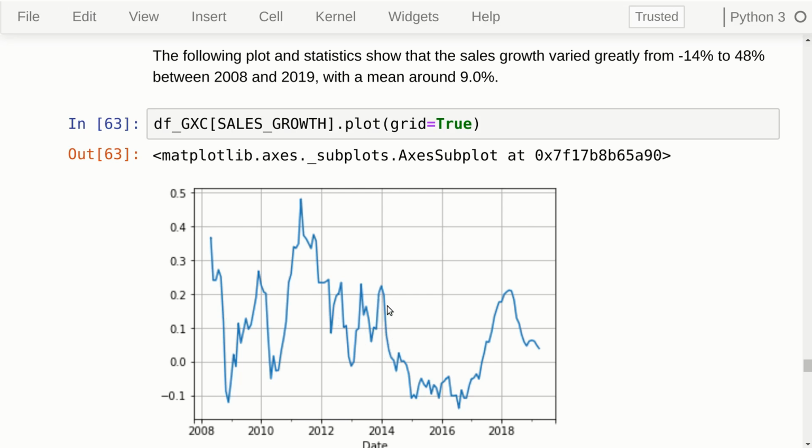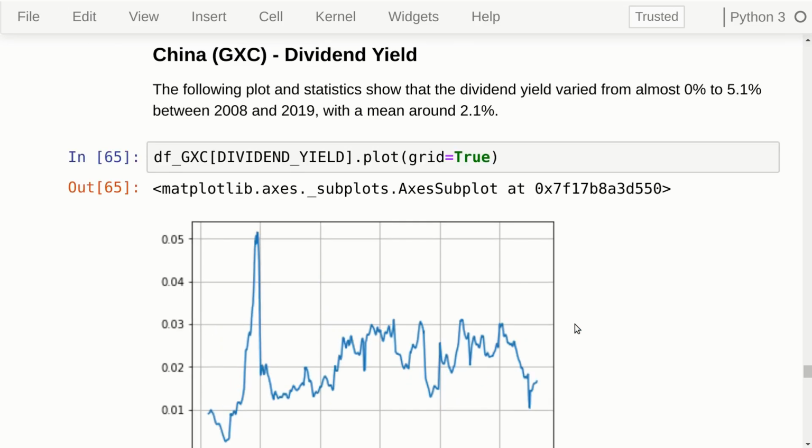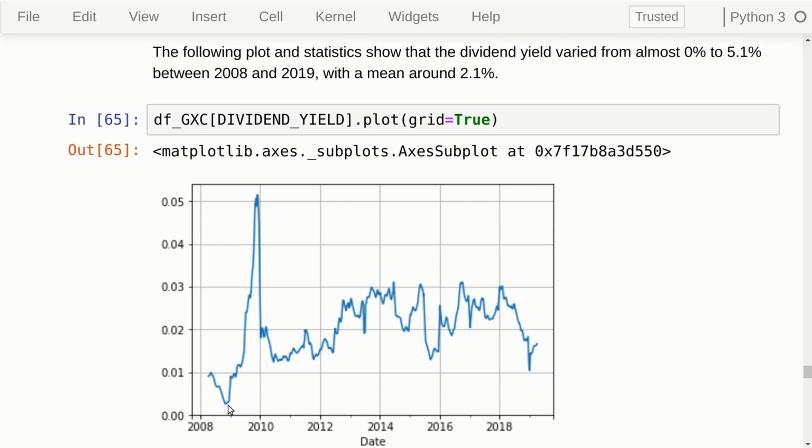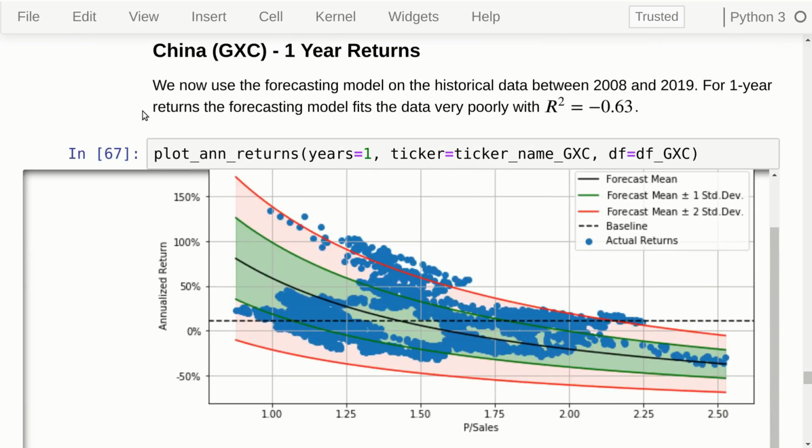And after that, we had this huge valley here for several years, and then a peak here. So again, when we take the average sales growth for the entire period, which was around 9.0%, is probably going to be more representative of this period here than of this period here. And let's also look at the dividend yield, and it went from almost 0 up to 5%, and on average it was around 2.1%, which is around here. So let's try and use a forecasting model where we take these averages for the entire period.